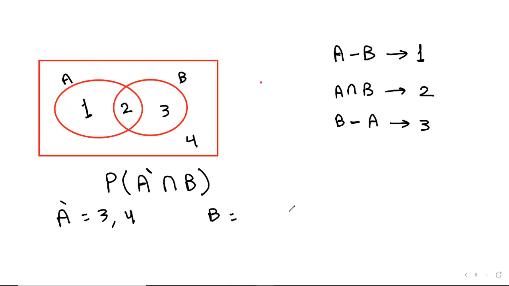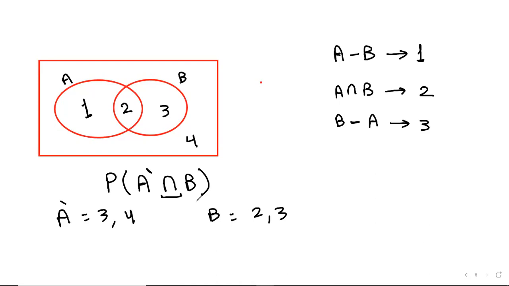B equals 2 and 3. And I want to find the intersection, the common elements between them. I have 3 and 4, and I have 2 and 3. What are the common elements? We have only 3.